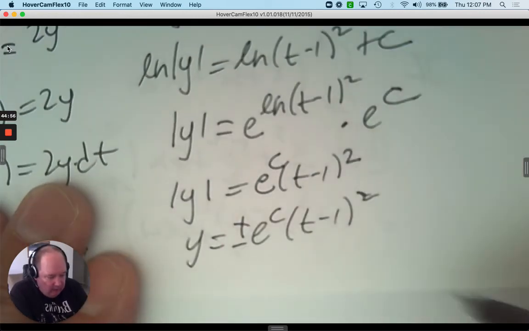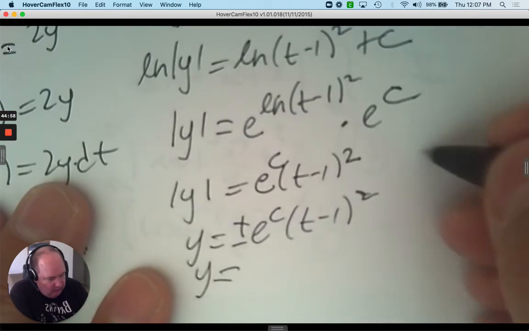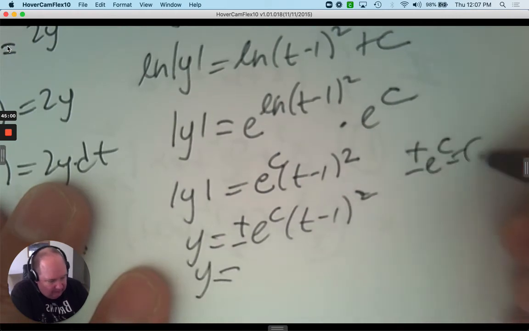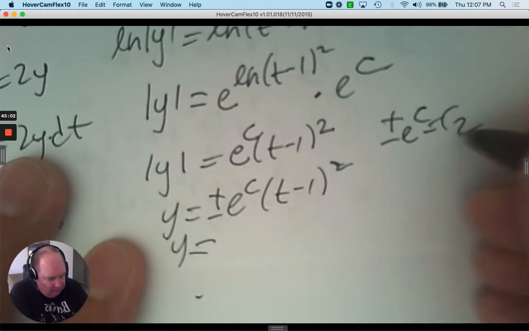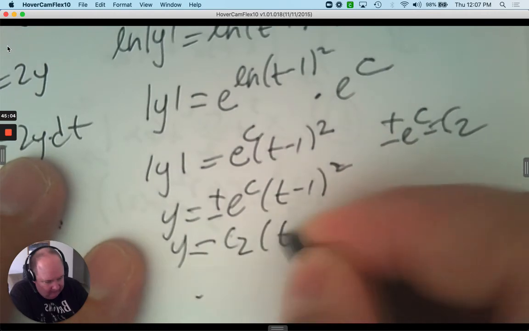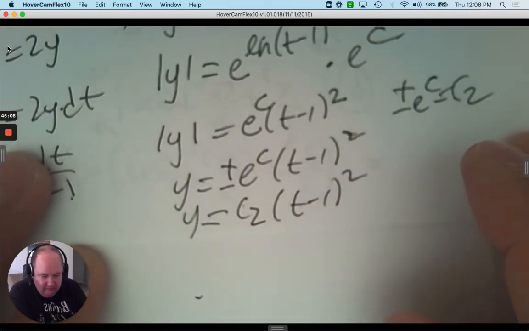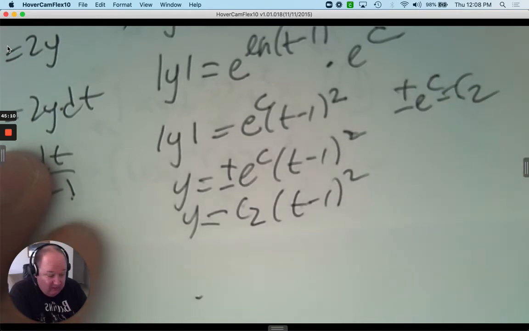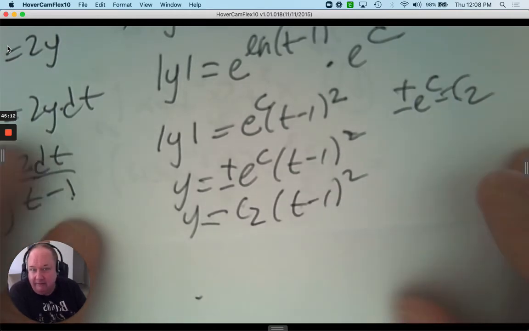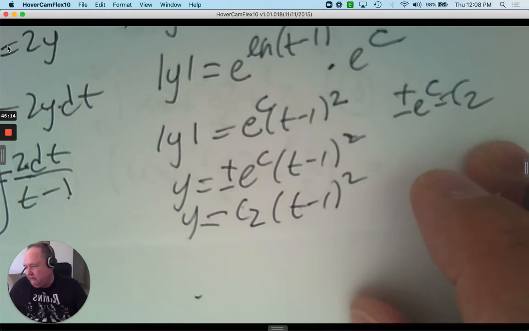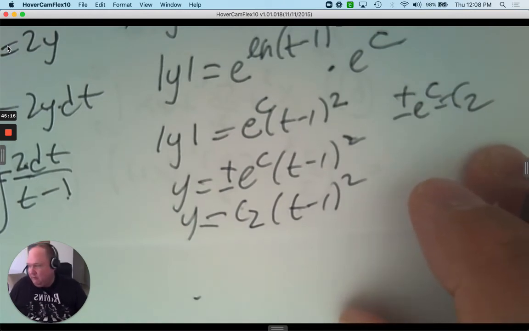And then we're going to replace it. So we're going to go plus or minus e to the c, that's equal to that constant c2. So we have that, and put it all together. So that's the general equation. And then that was it, right? Because then they said just leave it at that. There's no point to then plug in. And you did it. Good job.